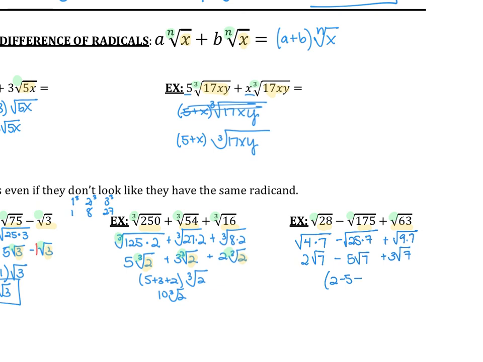So when I combine the like terms, I get 2 minus 5 is negative 3. Negative 3 plus 3 is 0. So I get 0 root 7, or just 0. It's kind of a bummer. It's a lot of work to get just an answer of 0, but that is correct.